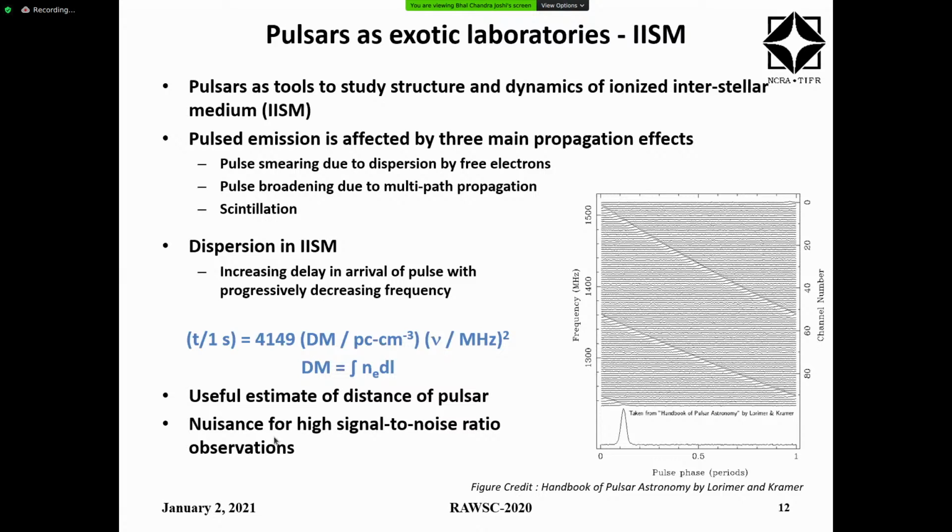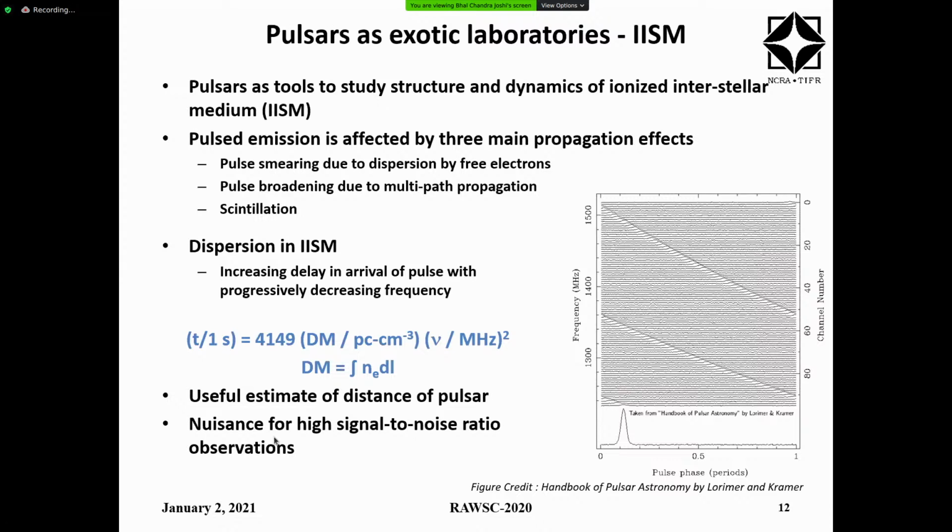And in addition to dispersion, if you have scatter broadening, and I'll show an example later on, that will further degrade your time resolution. So we need to understand the effect of the ionized interstellar medium to a large extent before we can do a high precision timing of a particular pulsar. So it is a nuisance, but to compensate for that or to take that into account, what one needs is to do the observations of these pulsars at lower frequencies.